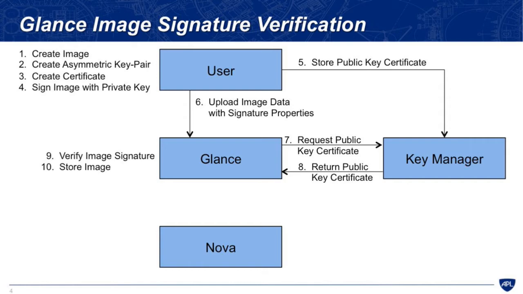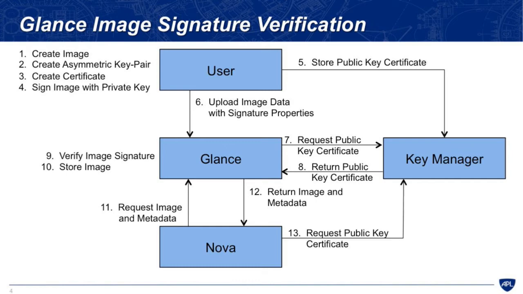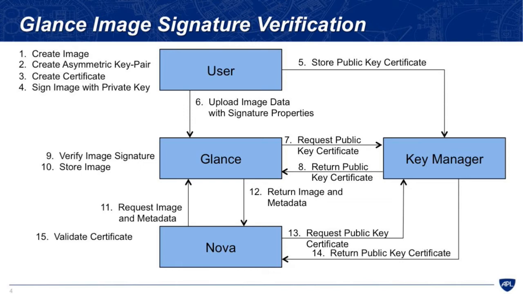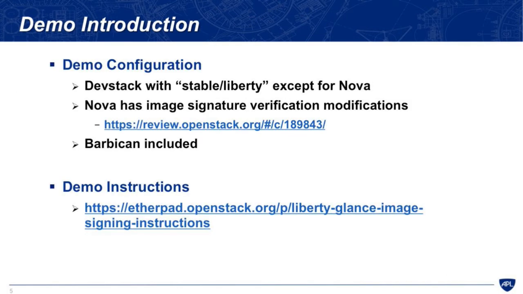Later, Nova requests the image from Glance and also requests the image metadata. And Nova, using this metadata, retrieves the public key certificate and then validates the certificate, verifies the signature, and then boots the image. And so with this approach, the user has a guarantee that the image has not been modified between when the user originally had the data and created the signature to when Nova then uses the image to boot an instance. So I'm going to give a brief demo to show this feature.